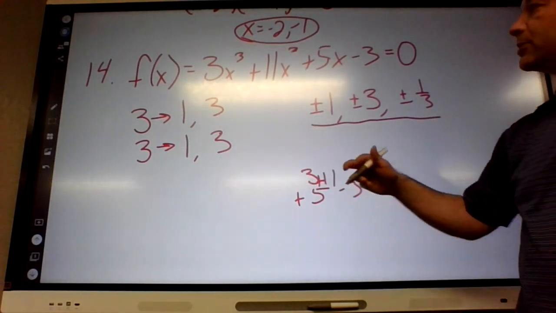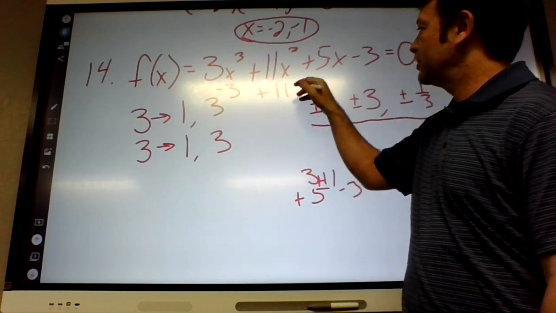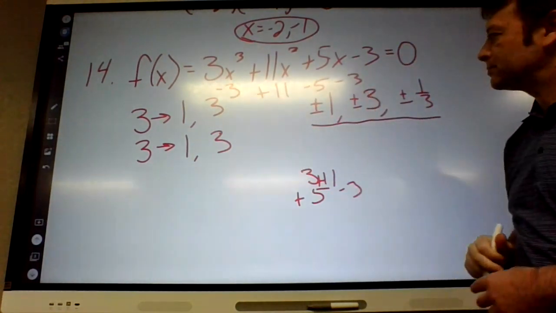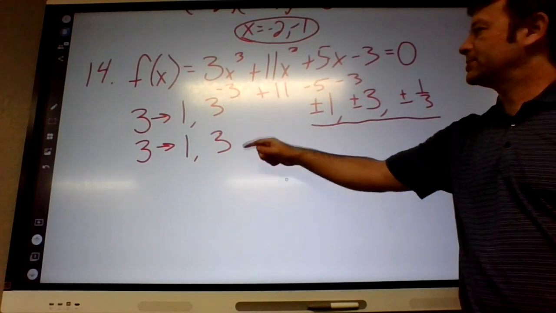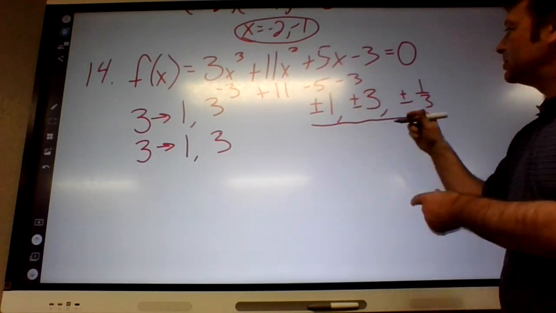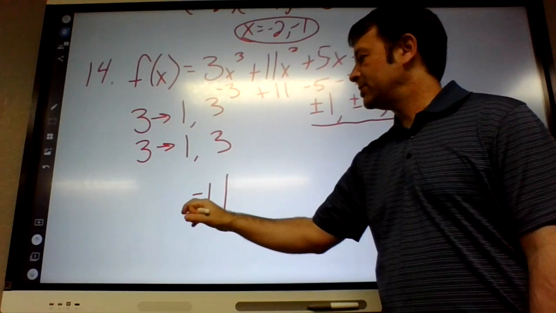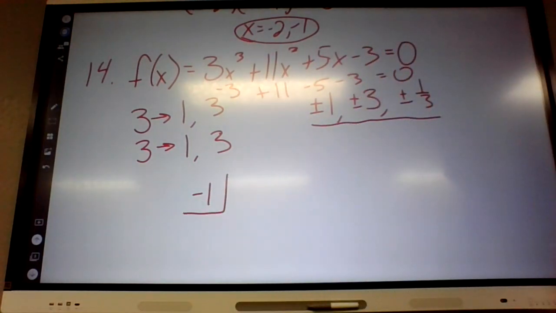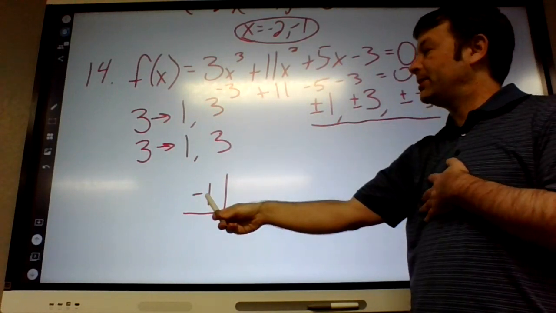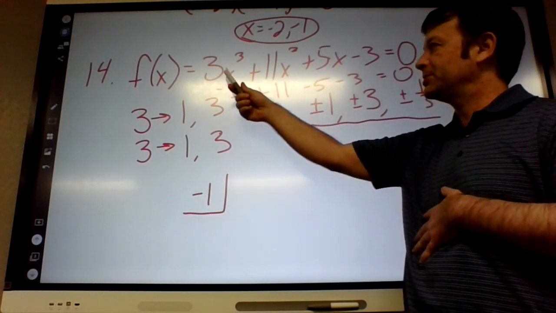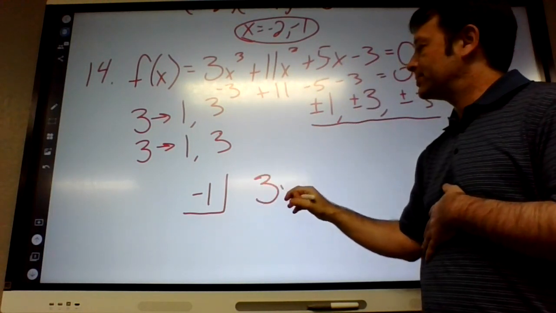Let's see if -1 works. This would be -1, -3, plus 11. Yeah, I think that one does, because this is like -11. Okay, so -1 is a solution, is one solution. So what I'm going to do, Ava, basically is kind of like dividing out the answer that I know works from this. And that'll help me find my last two answers.